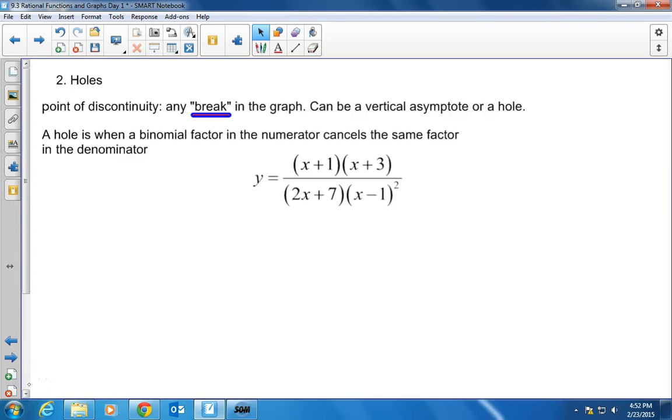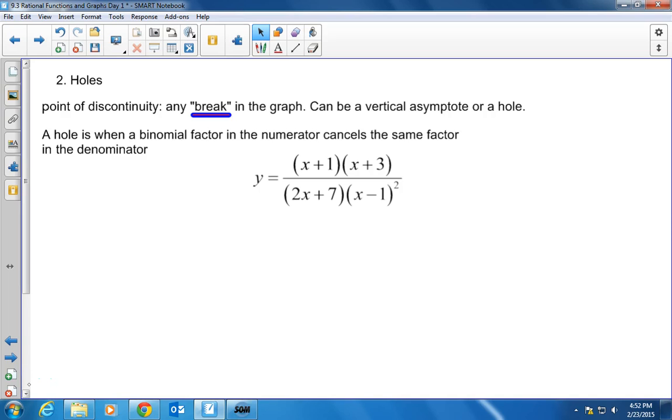Okay, so now we're going to go ahead and jump into graphing our very own rational equation. We are not going to punch any numbers in on a calculator. So remember again for this lesson, everything is in factored form. So I'm going to jump right to number 2, which is holes.